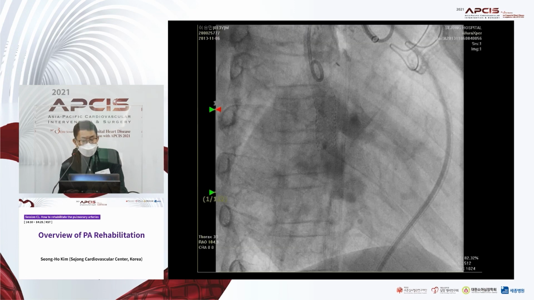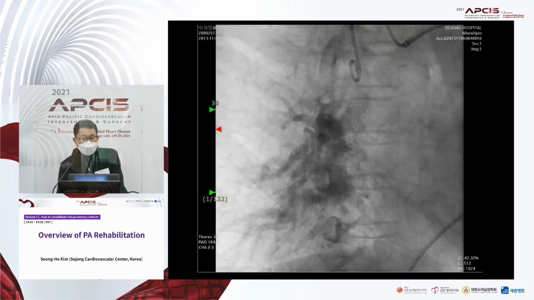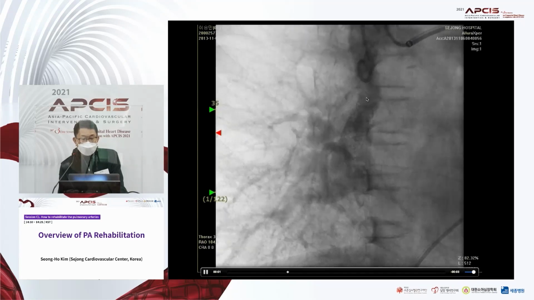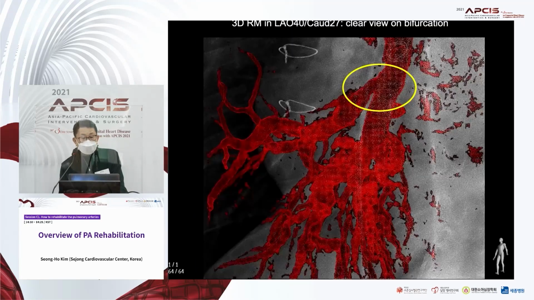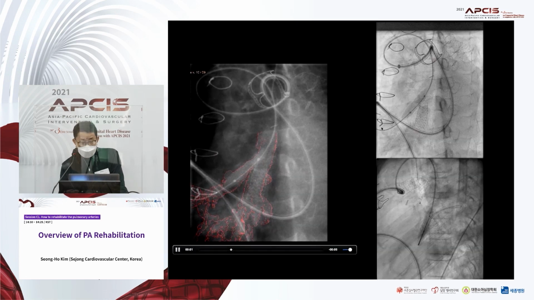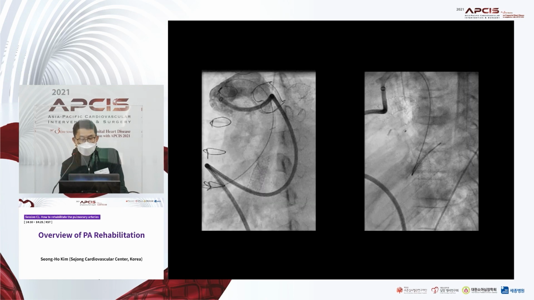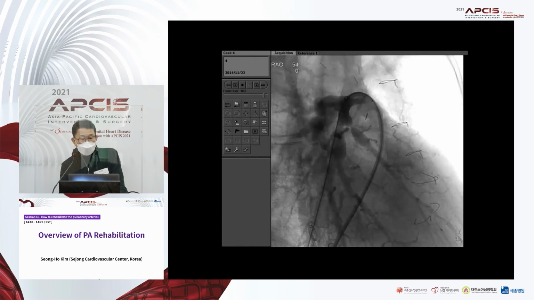So later, I performed rotational angiography. We can see the proximal stenosis of one segmental artery. I made a 3D reconstruction image and put it onto the fluoroscopy as a road map. So I could easily select that branch and successfully perform balloon angioplasty like this.